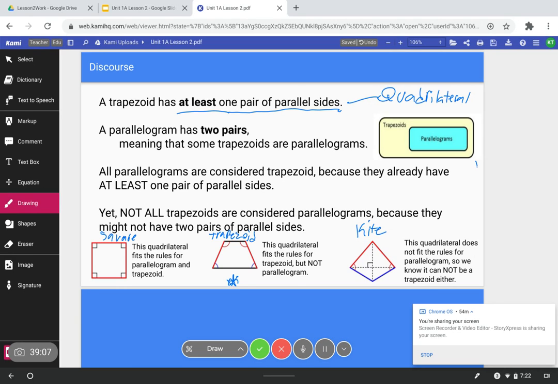So look, in this diagram right here, we can see all parallelograms are considered trapezoids because they already have at least one pair of parallel lines. This is a great photo.